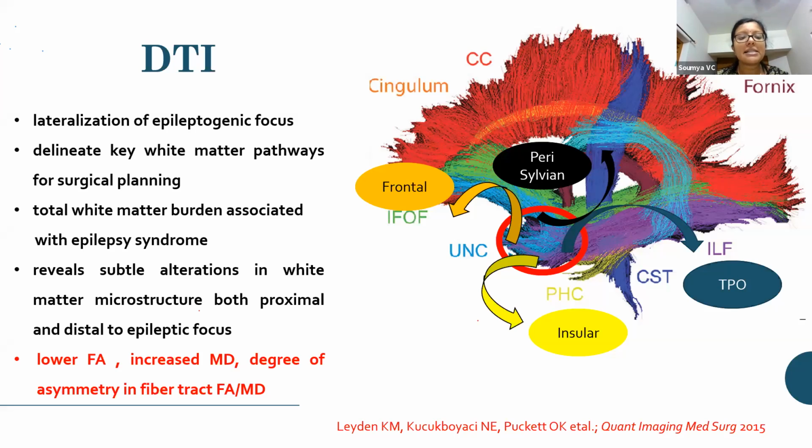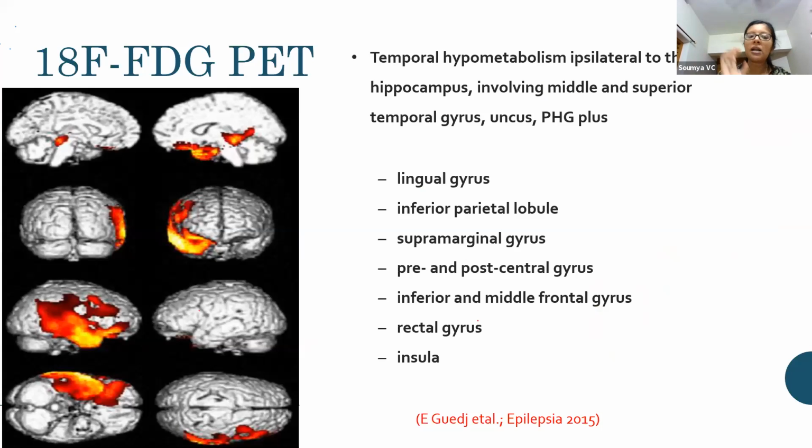It also reveals subtle alterations in the white matter microstructure, both proximal and distal to the epileptogenic focus. Lower fractional anisotropy values, increased mean diffusivity, and increased degree of asymmetry in fiber tract fractional anisotropy to mean diffusivity ratio indicate that there is a disruption in that particular tract. That is how, through DTI, the pathological tract is identified. And functional imaging studies like PET are also of much use in pre-surgical evaluation of these patients.